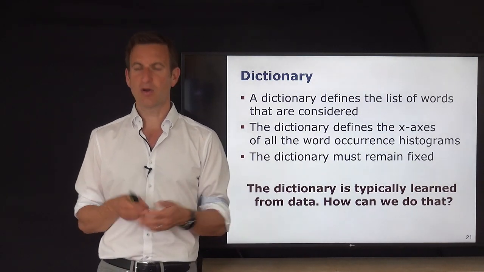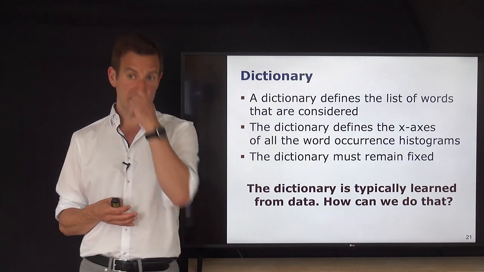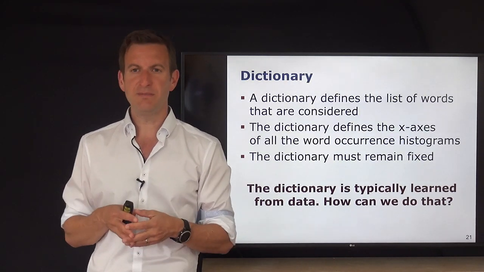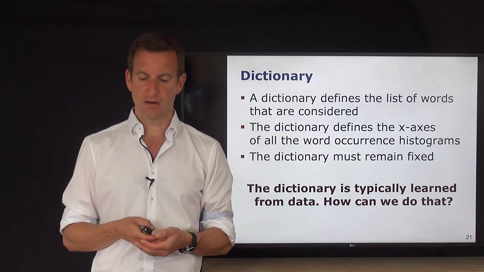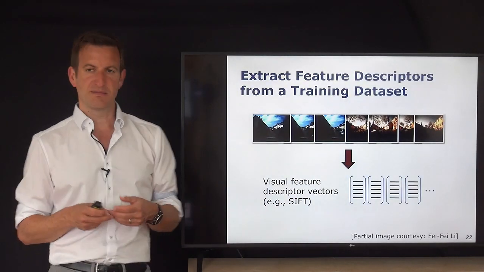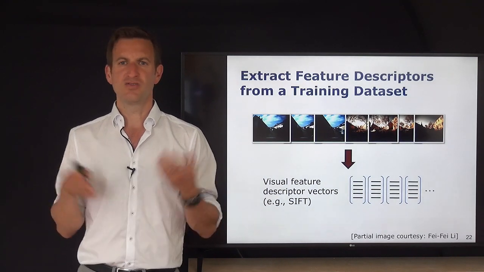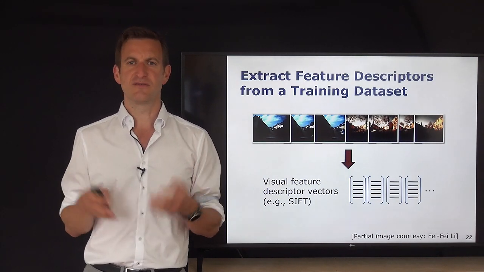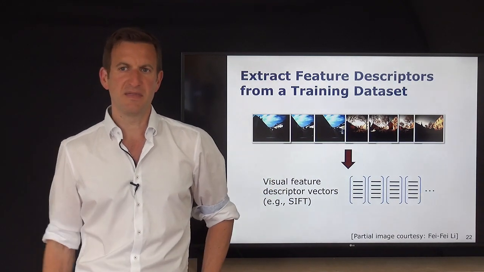And the question is, how can we actually learn that? So how does that work? In the next few minutes, I want to dive a little bit deeper into how I can actually obtain this dictionary of visual words. So let's say we have a training data set. This can be my database I want to work on if this database is fixed, or it can be just a large collection of images showing a large variety of different images.